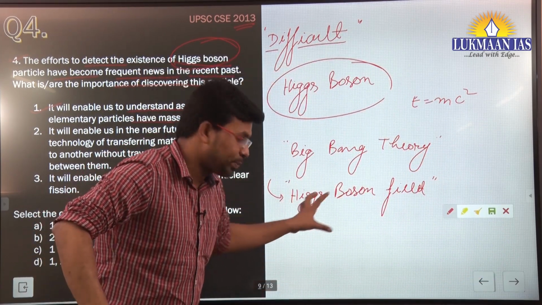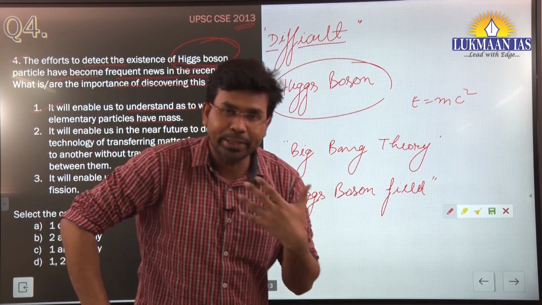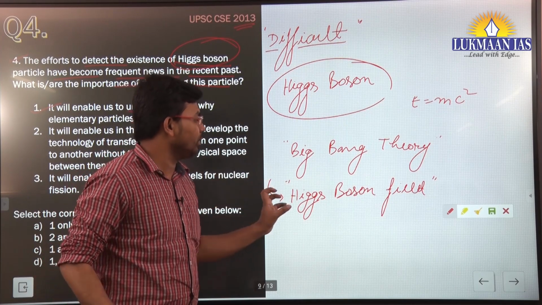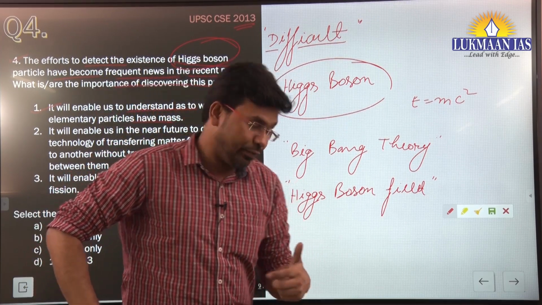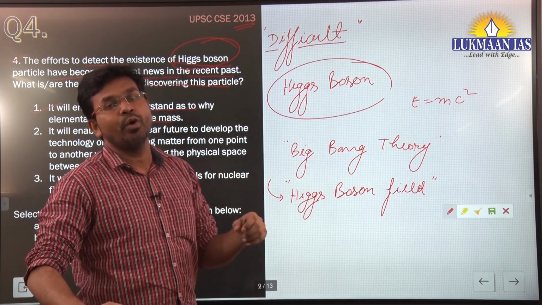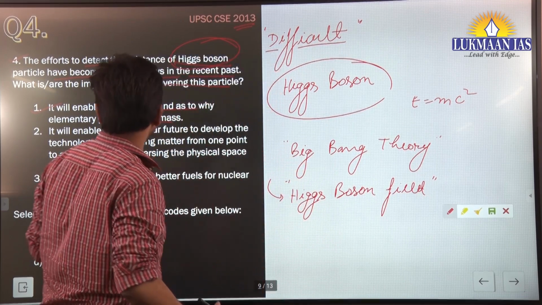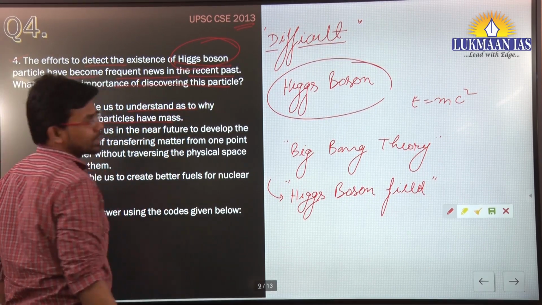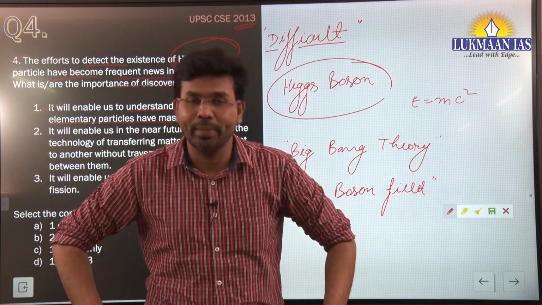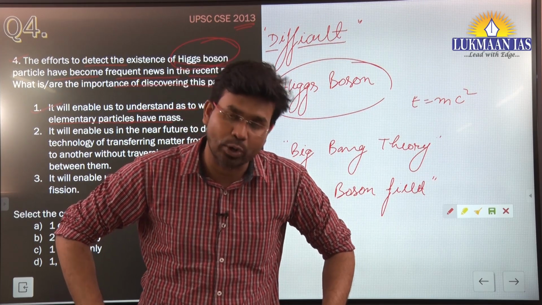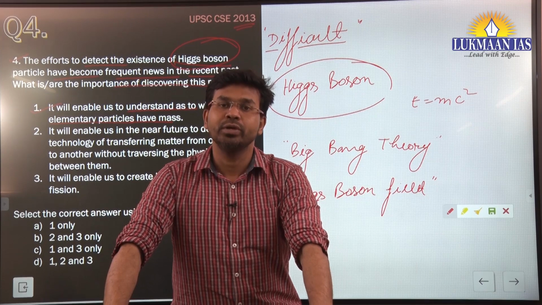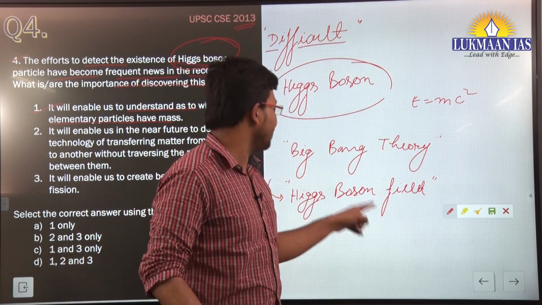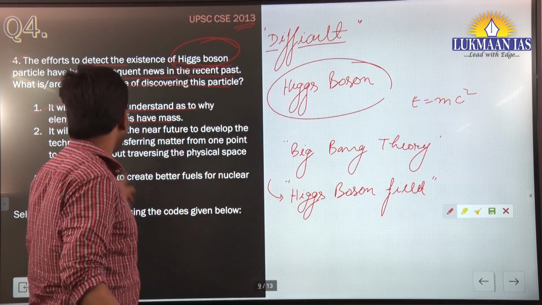So here the Higgs boson field gives us information about the particle nature of energy, the subatomic particles. If we are able to understand in detail about Higgs boson, we will be able to understand the particles of the universe. So that's why this statement 1 is correct. It says it will enable us to understand as to why elementary particles have mass. You might have heard about proton, neutron, electron. All of them have mass, but photons also have mass, though negligible, because photons interacted very less with Higgs boson field. So that's why statement 1 is correct.